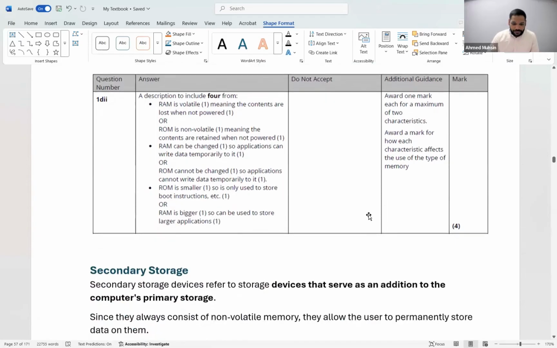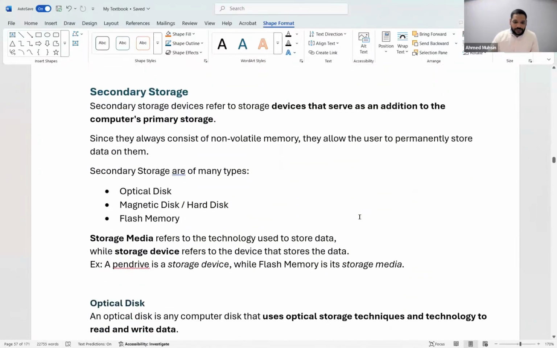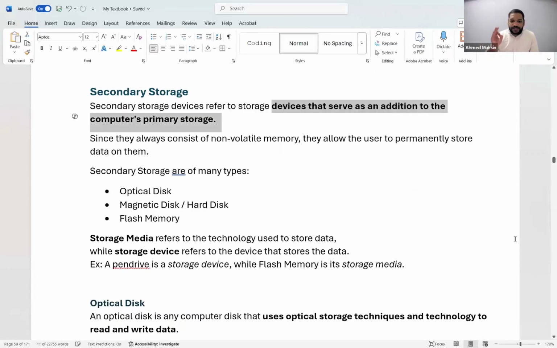Right. Everybody, can we come down to secondary storage? Can you guys read the bold words? Devices that serve as an addition to the computer's primary storage. Everybody okay with this? Your secondary memory is an addition. Okay, it's optional. You can choose which ones you want, which ones you don't want. Are we okay with this?